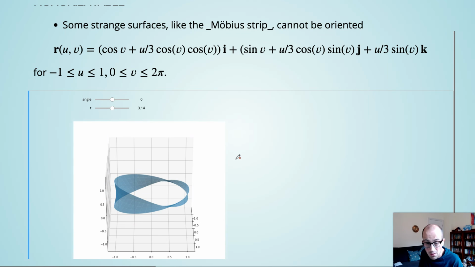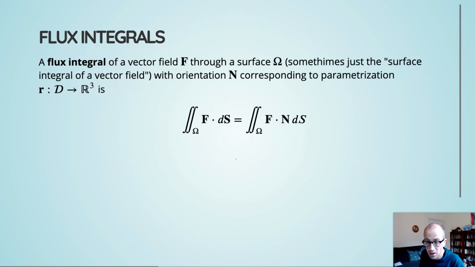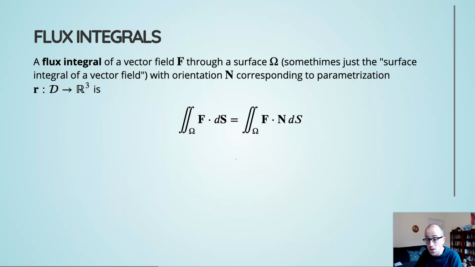Okay, but let's assume we're going to work with orientable surfaces for the rest of this talk. So what can you do with them? Well, we can compute flux integrals. This is what I was saying. This is our last kind of surface integral. It's the surface integral of a vector field. So how can we add up a vector field? Well, basically, there's only one way of doing it.